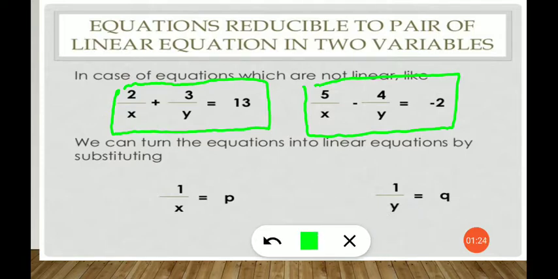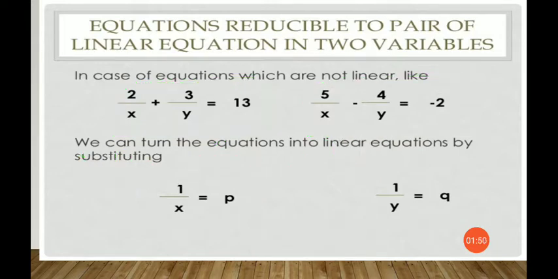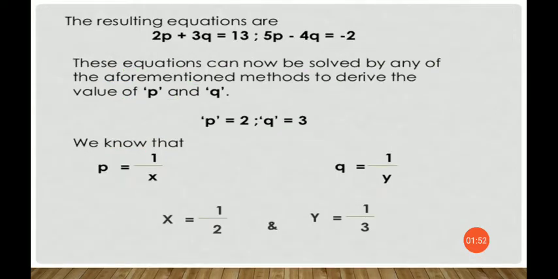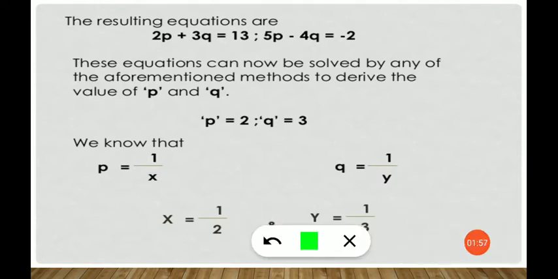Suppose we take 1 by x is equal to p and 1 by y is equal to q. Then the first equation will become 2p plus 3q is equal to 13. And in the same way the second equation will become 5p minus 4q is equal to minus 2. And we know that such an equation is a linear equation. So we have changed the given equations into linear equations in two variables.